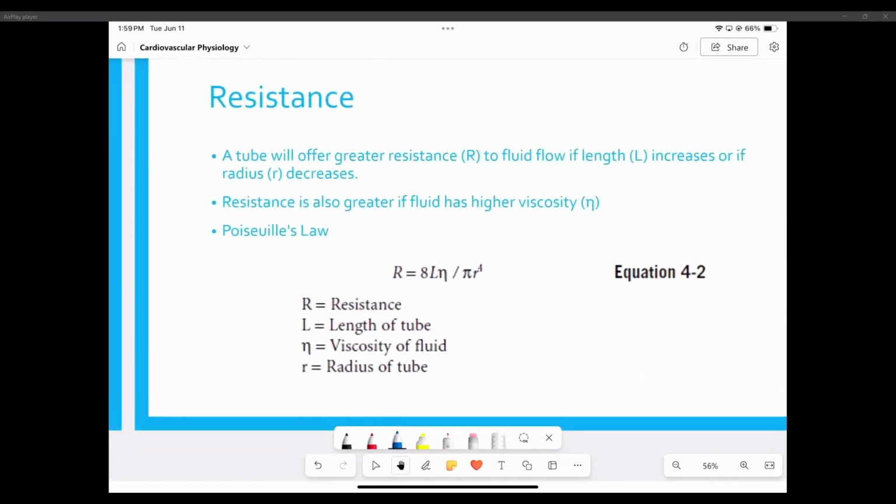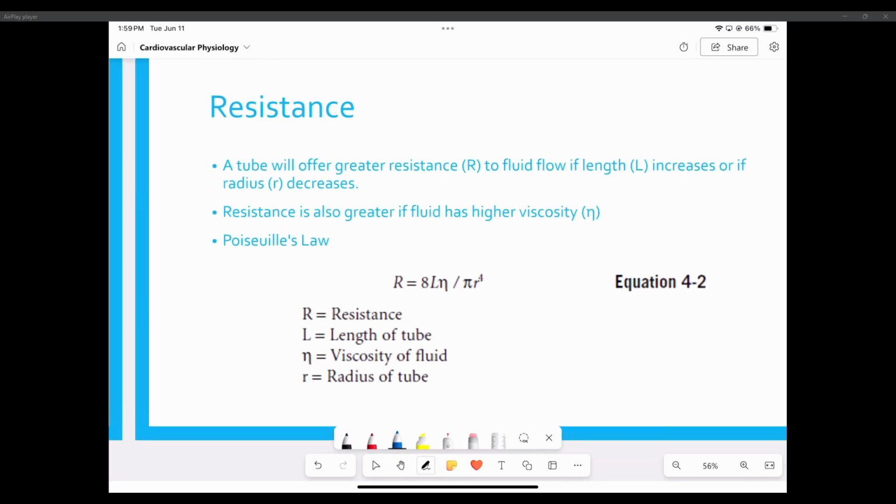Here is the formula for resistance. There are 3 things we need to worry about when it comes to resistance. Length of the tube. How thick the blood is, which is kind of a negligible factor in the body. The only real times that the viscosity can really change, and it's very rare that it happens, is when you have polycythemia. What's that? Too many red blood cells. The more red blood cells you're adding, the thicker your blood can get, so viscosity can go up.